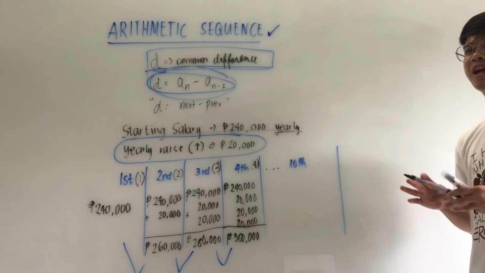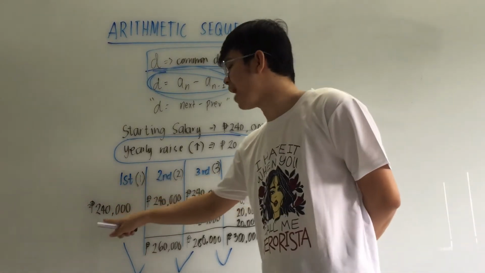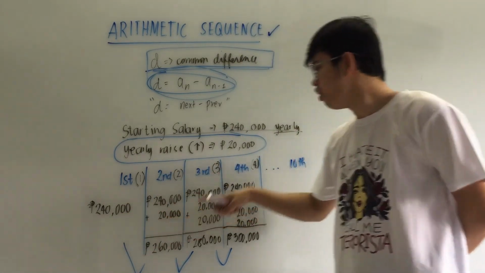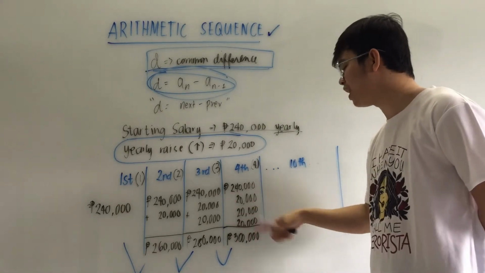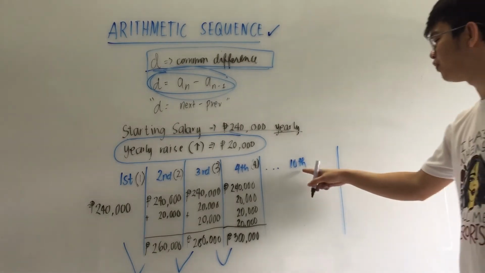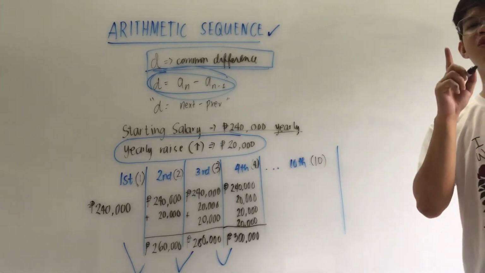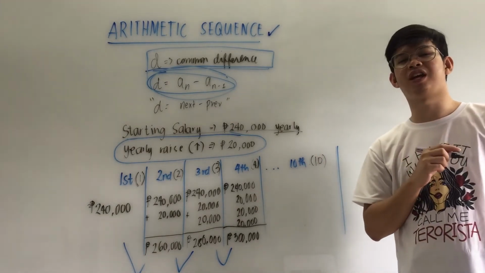What particular relationship can you see there? For 1, we didn't add any 20,000. For 2, we added one 20,000. For 3, we added two 20,000. For 4, we added three 20,000. Now, if I will be asking you, what about for the 10th year? This will be 10. How many 20,000 do you think should be added to 240,000? Pause this video and think about it.